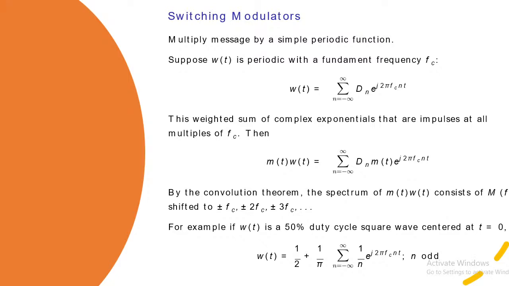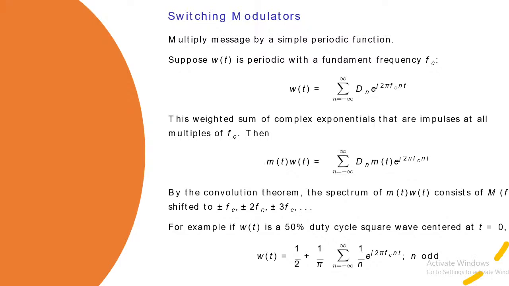Then the other modulator is called the switching modulator. So let us consider what a switching modulator is. In a switching modulator, we take the message signal and multiply it by a simple periodic function. Suppose w(t) is a periodic function with fundamental frequency fc, or omega c.